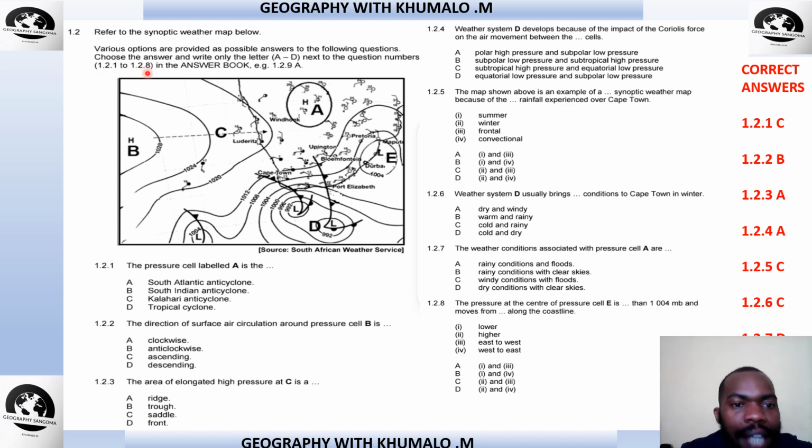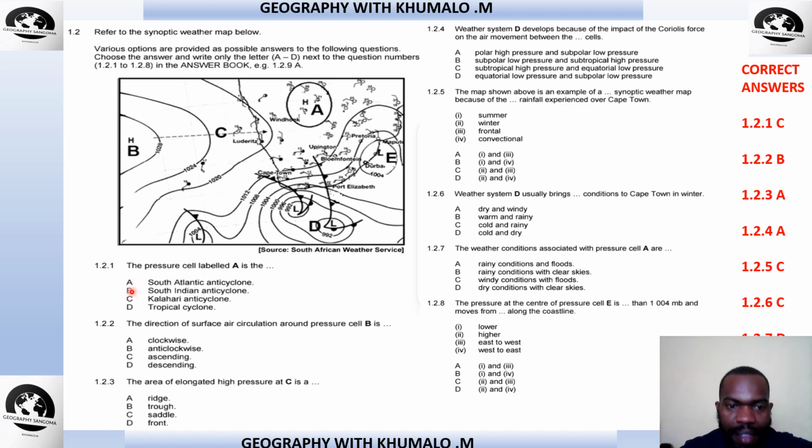1.2.1 to 1.2.8 in the answer book. For example, 1.2.9 is A. So you are supposed to write alphabet in terms of these. Now, here is a diagram that you've been given. So everything you are asked here, you come and interpret it from this synoptic weather map that you have been provided with.